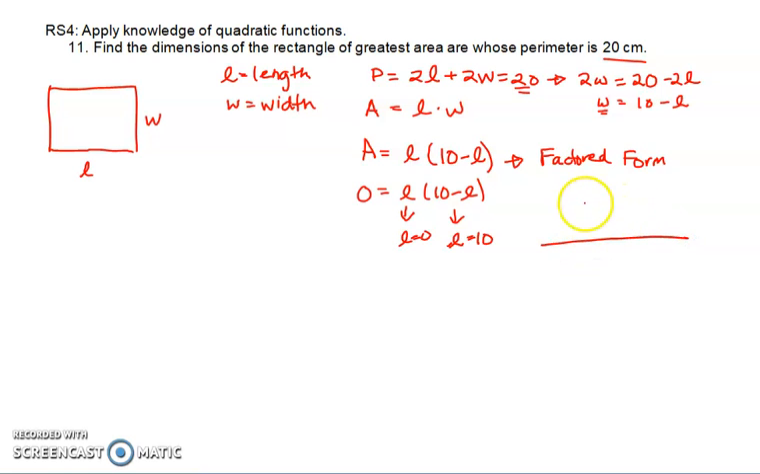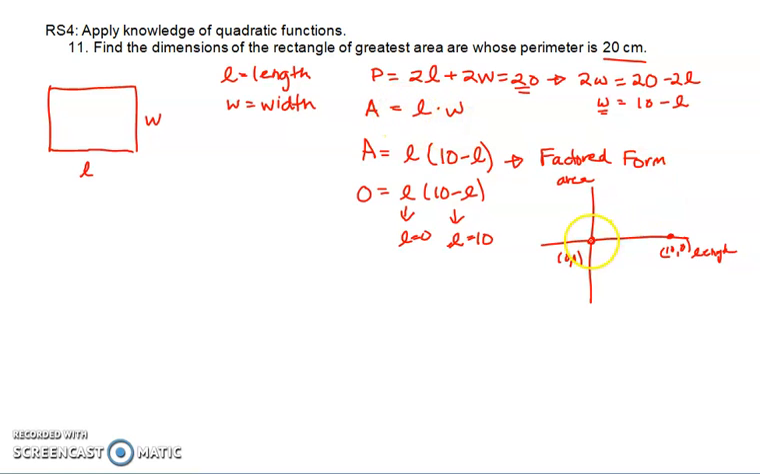Well, if you're thinking about your graph, here's my XY chart. X represents my length, and Y represents my area. If my length is 0, my area is 0. If my length is 10, my area is 0. I find this in itself really helpful because now I have two x-intercepts. I'm also trying to find the greatest area.